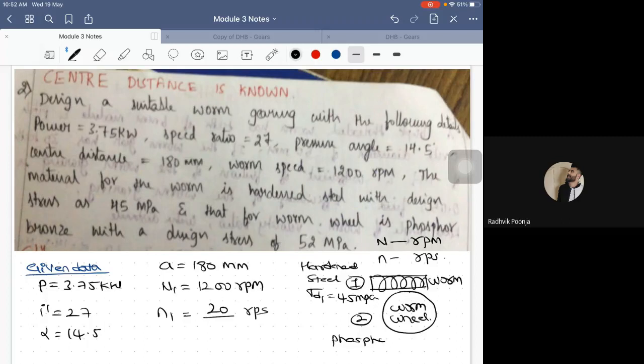So since in the question also he has given phosphorus bronze, that is well and good. What design stress has he given for it? Design stress sigma D2 is 52 megapascal. So this is the different data which is being mentioned in the question. Shall we go ahead with the solution?